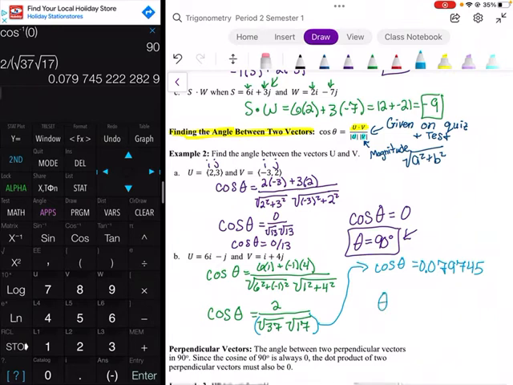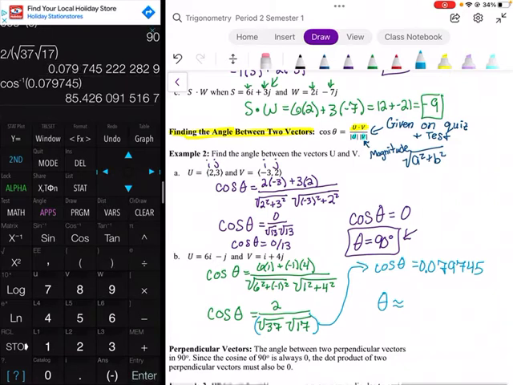And remember, because we're using cosine, we don't have to worry about any ambiguous cases. So we're going to do second cosine of 0.079745. Enter. And then we get our angle of about 85.4 degrees. And that's our answer. So that would be our angle between the two vectors.